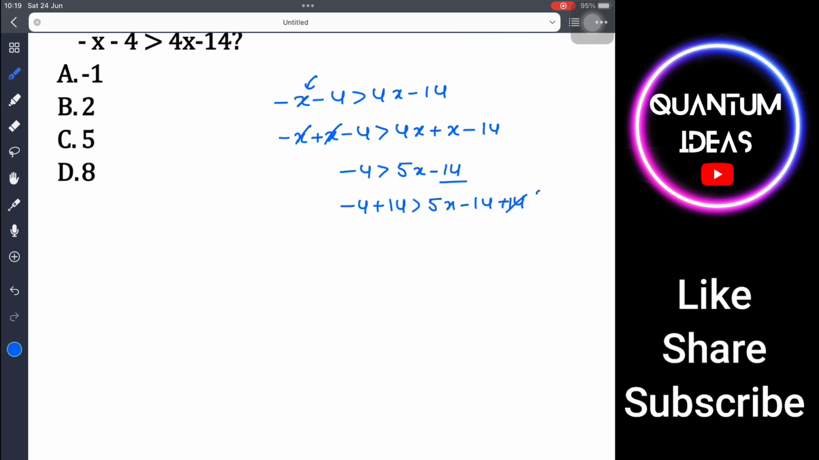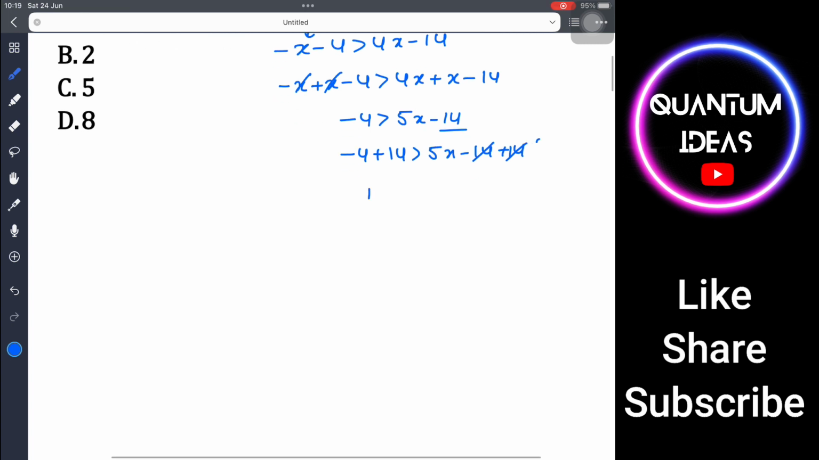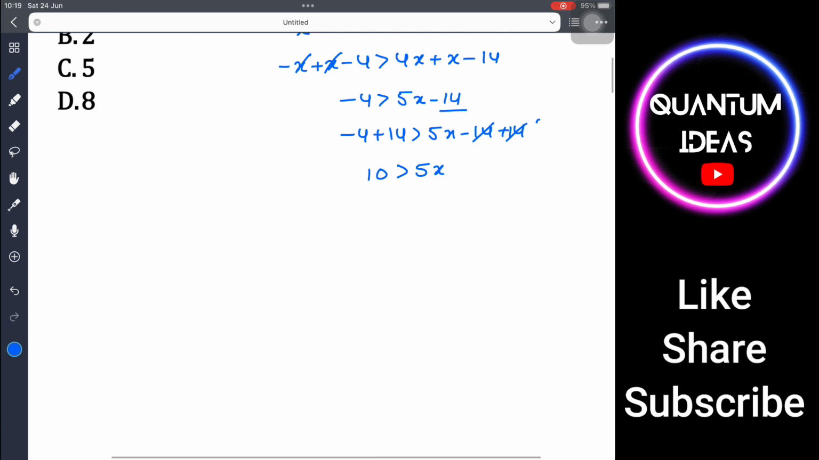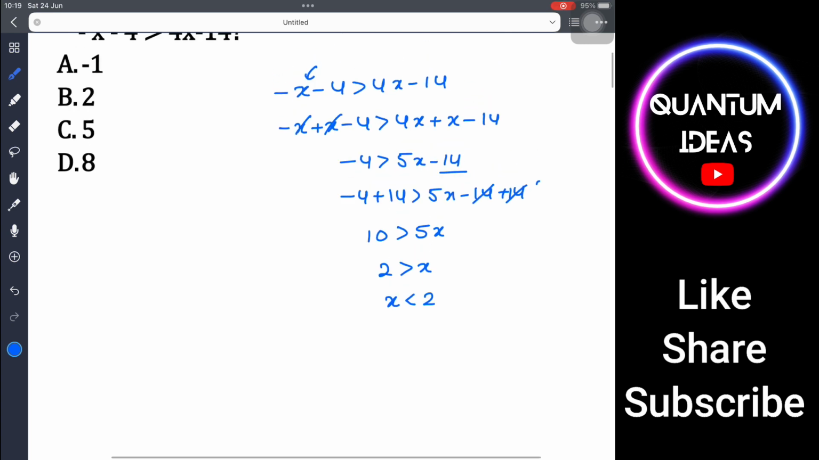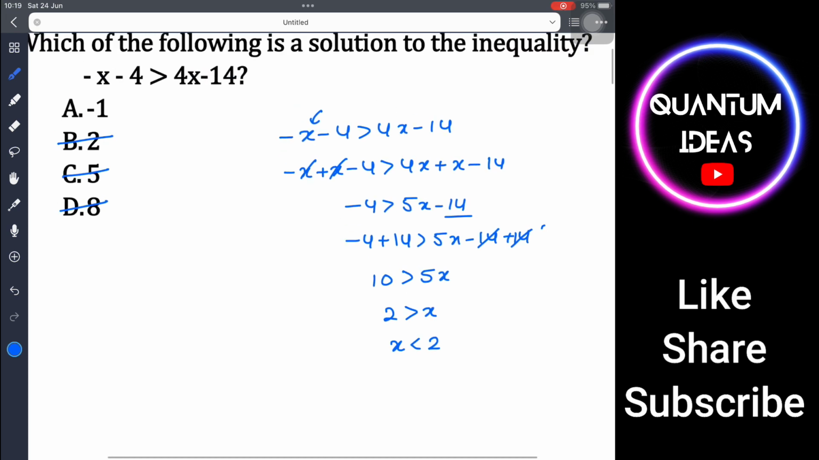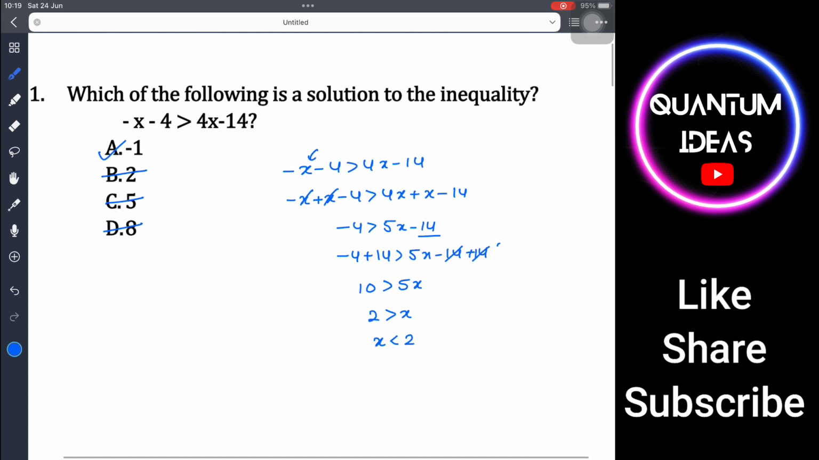So these two are gone. So we have 10, right, greater than 5x. Now divide both sides by 5. This will be 2. 5 to 10 is greater than x, or we can also write x is simply less than 2. So x less than 2 means it can be, for example, minus 1, right? That is less than 2 is our answer.